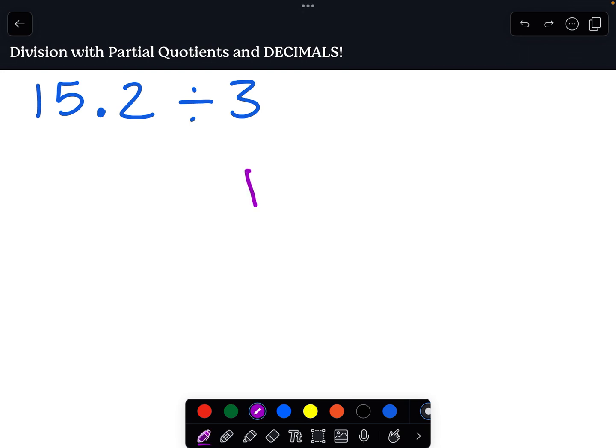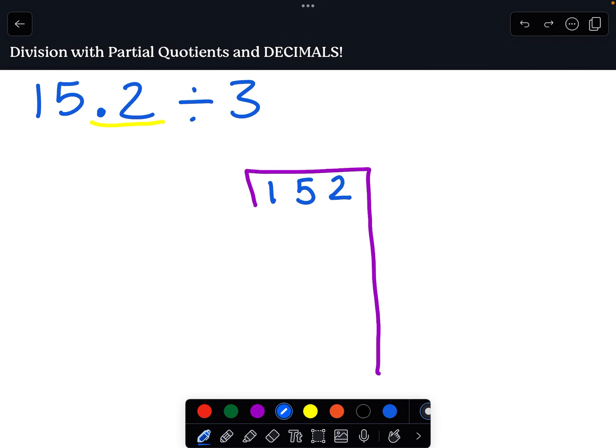So this is something that is different than long division. When we have a decimal in the dividend, we actually just ignore it when we set up the problem. We're going to change 15.2 to 152, and we're going to make a note that we have one decimal place that we have moved over. We're just going to keep that in mind for when we get to the answer.